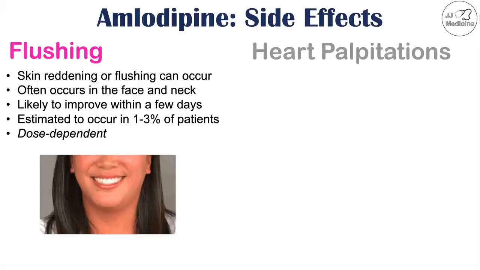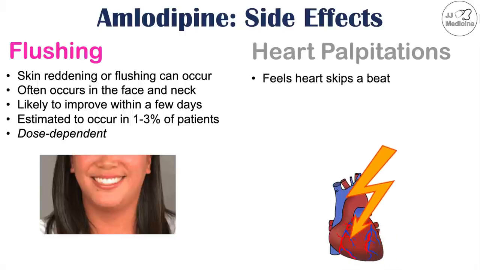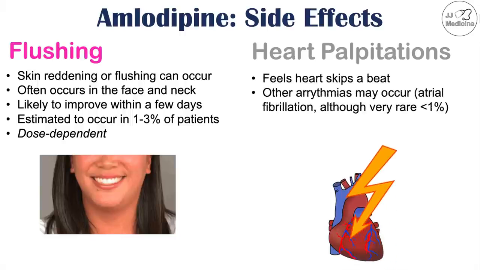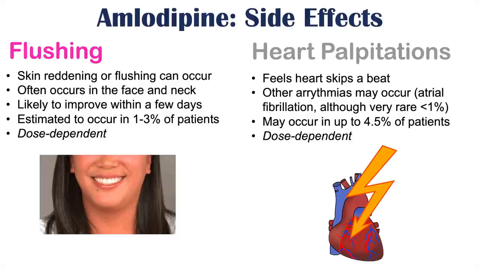Heart palpitations can also be another side effect of amlodipine use. So a patient may feel that their heart skips a beat. And other arrhythmias may also occur as well, including atrial fibrillation, although they are very rare and occur in less than 1% of patients. The heart palpitations themselves, that feeling of the heart skipping a beat, may occur in up to 4.5% of patients. And again, this too is also a dose-dependent effect.